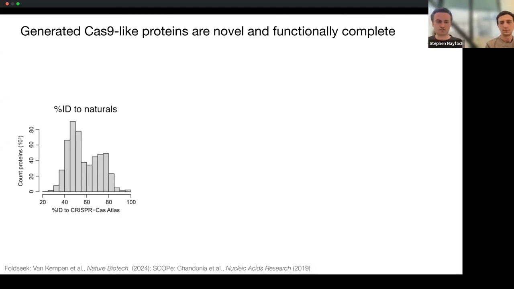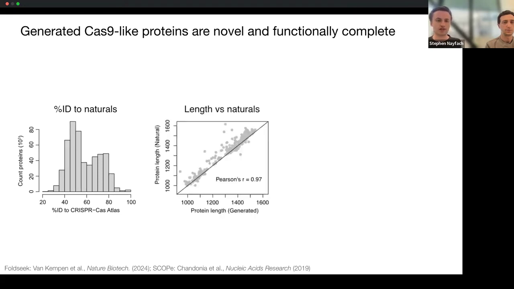To convince ourselves that these proteins were realistic, not just novel, we did a few analyses. The first was to look at how different they are than the data set. We're really interested in these low identity proteins, assuming that they have all the pieces needed to function. You can see the distribution of percent identities from the CRISPR-Cas atlas here, where we have this peak around 40 to 50% identity, as well as some sequences that are closer to the training data.